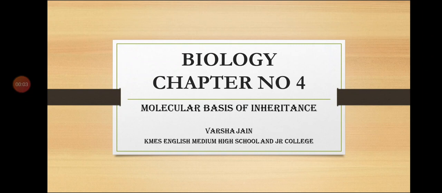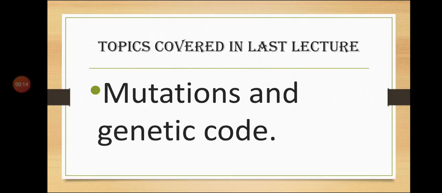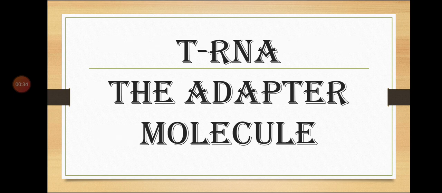Hello students, today again we are going to continue with biology chapter number 4, that is molecular basis of inheritance. In our last lecture we covered the topic of mutations and genetic code. We studied the interconnections of mutation and genetic code, how mutation affects the genetic code and how genetic code affects the mutation. Today we are going to study about tRNA, the adapter molecule.